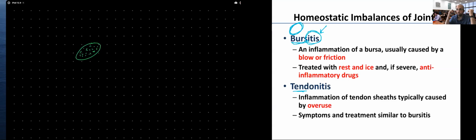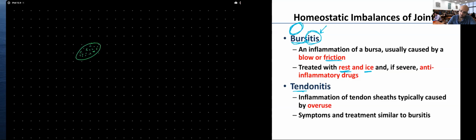Why did I have inflammation of the bursa here? Putting my elbow all day long on the desk like this, because of the friction I'm applying on my bursa and the compression, which irritates the membrane and it becomes inflamed. Treatment is going to be rest, and we're going to be using ice to reduce the inflammation. And if severe, we might consider using anti-inflammatory medications.